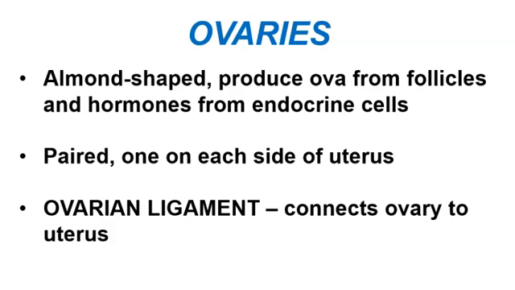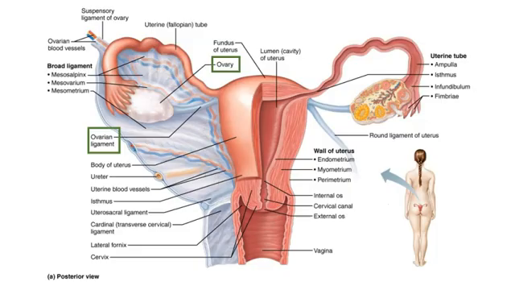The ovaries are the almond-shaped paired gonads that function in producing the ova, as mentioned earlier, from structures called ovarian follicles. And those follicles also produce hormones such as estradiol and progesterone from the endocrine cells that those follicles contain. They are connected to the uterus by the ovarian ligaments, which we're going to see in the next diagram here. So as we saw previously, the ovaries are paired and found on each side of the uterus, and here we also see the ovarian ligament extending from the medial part of each ovary and anchoring it to the outer wall of the uterus.